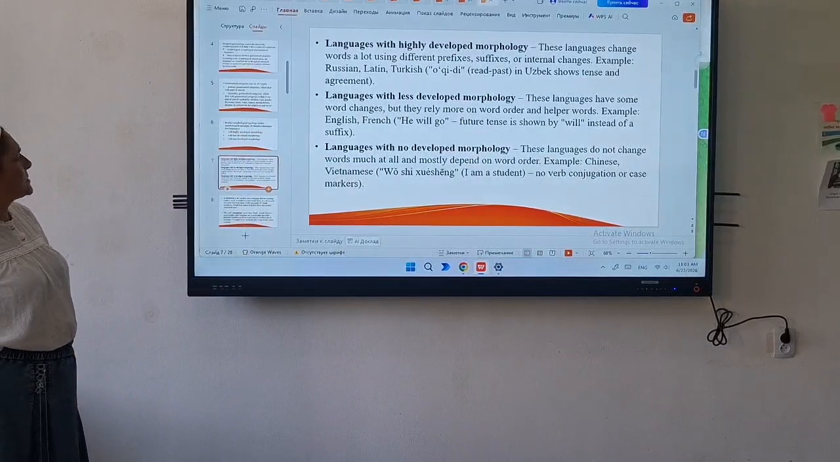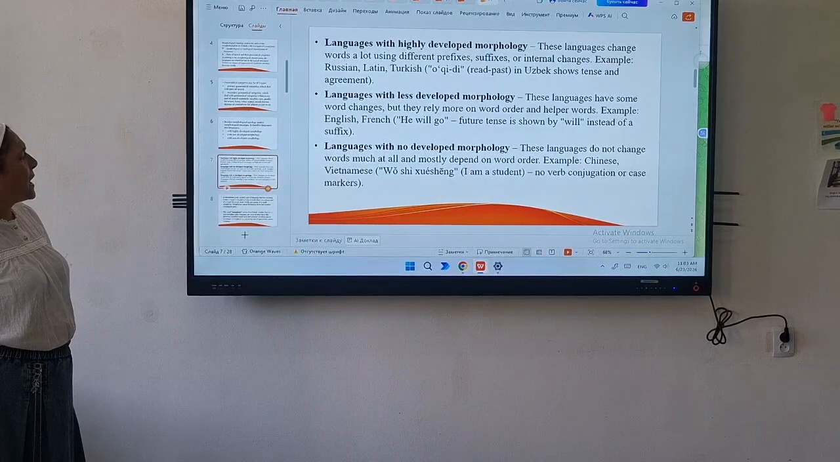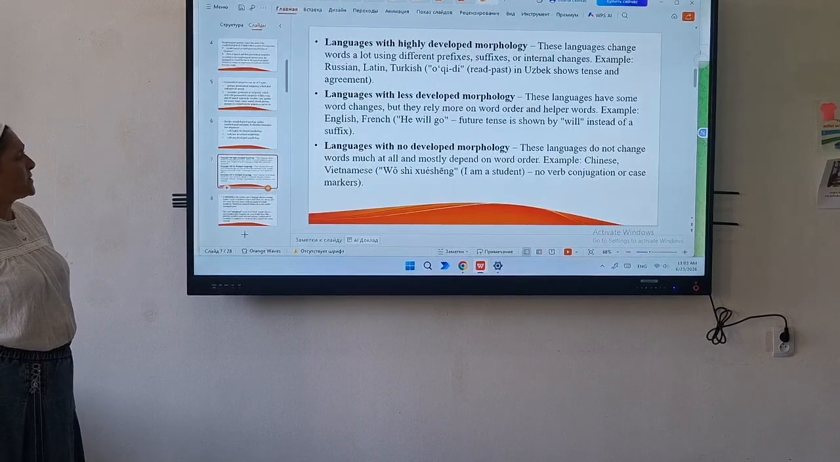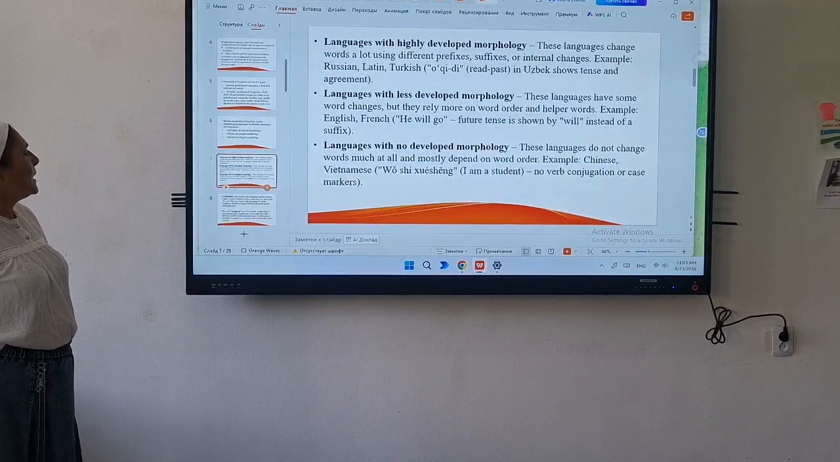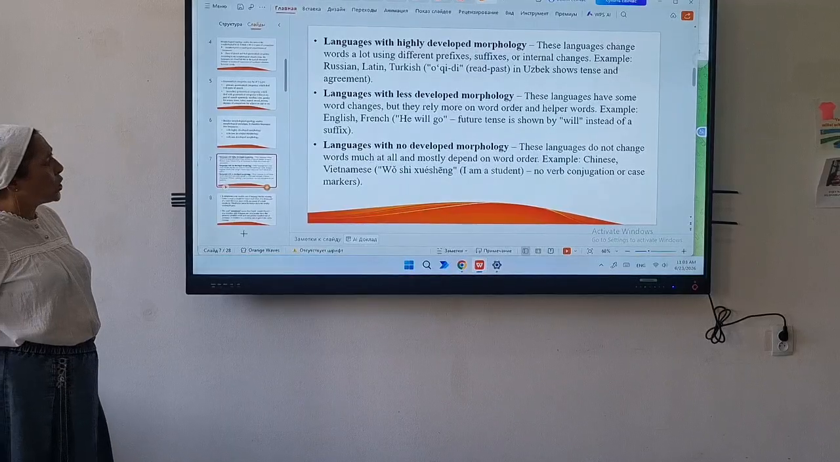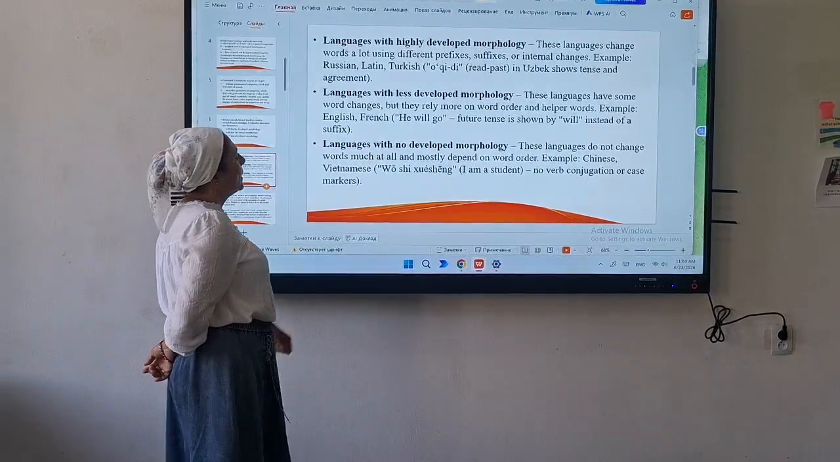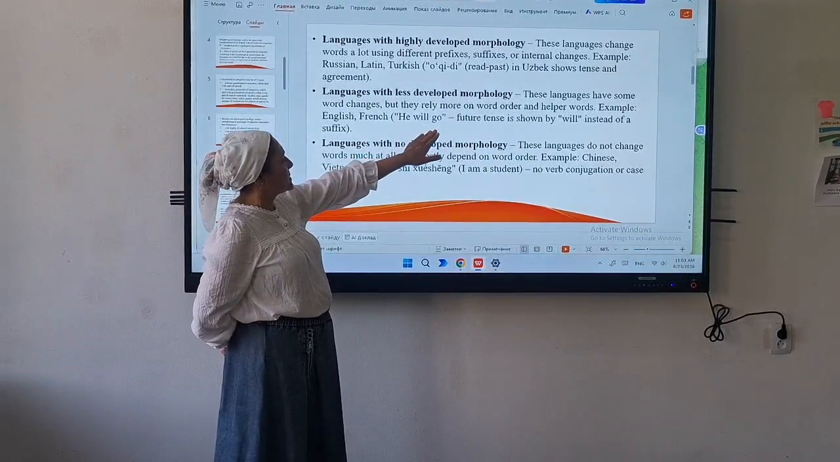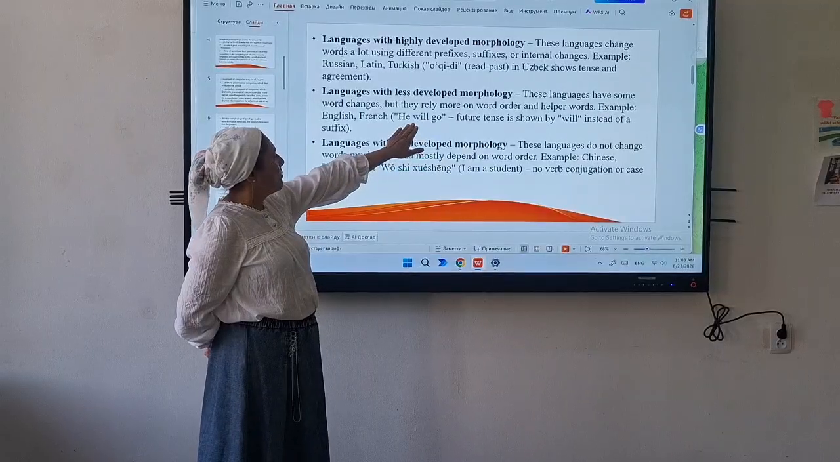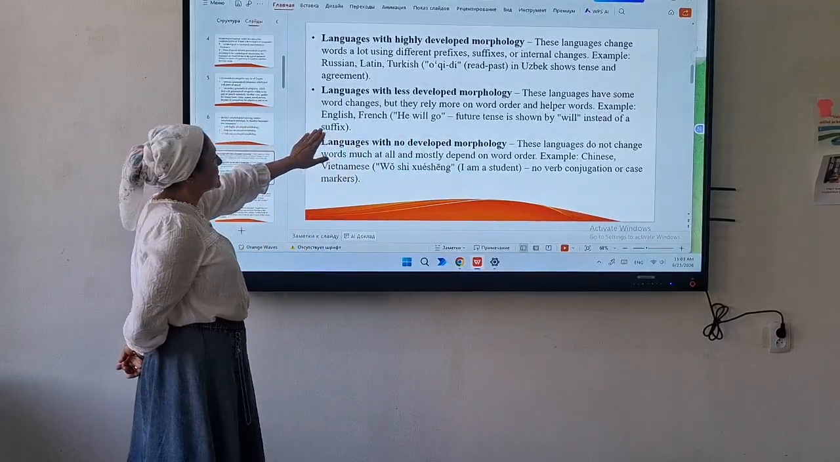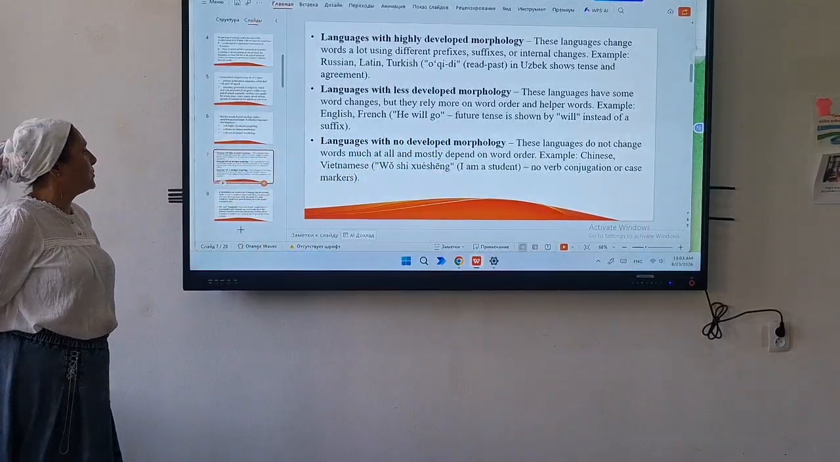And now, languages with less developed morphology. These languages have some word changes, but they rely more on word order and helper words. For example, English or French. He will go. Here we have the future tense, and it is shown by will instead of a suffix, as for example in the Uzbek language.